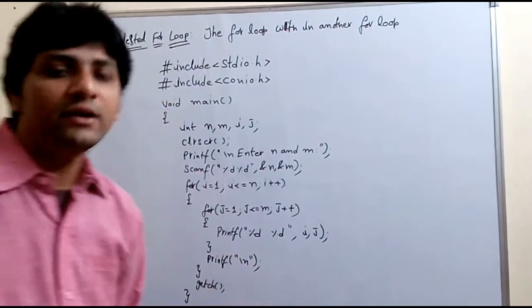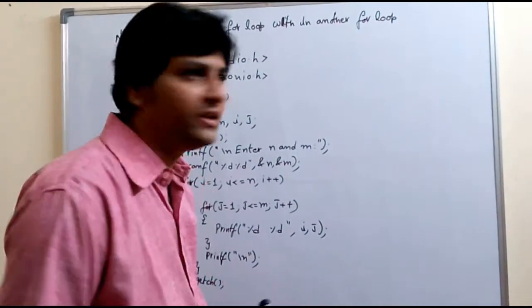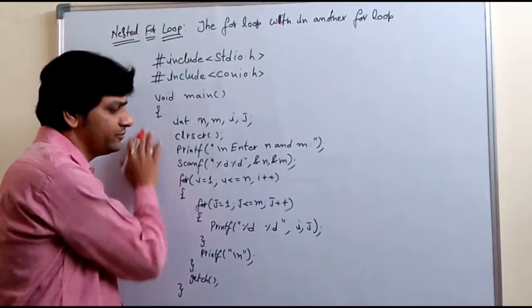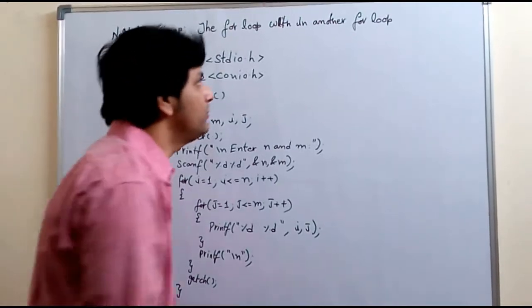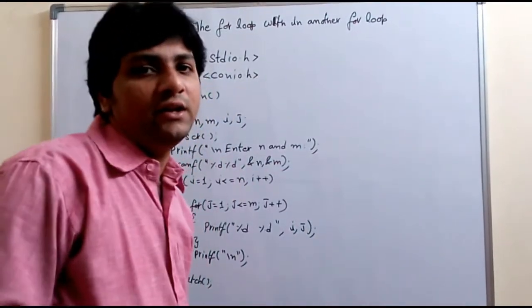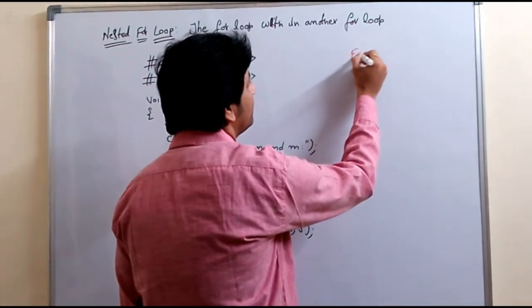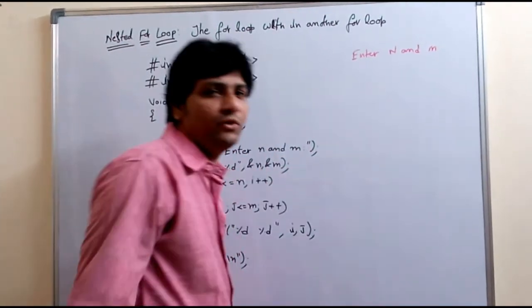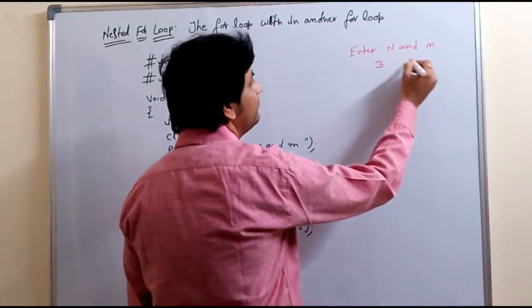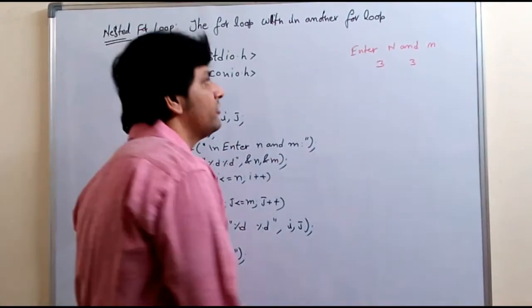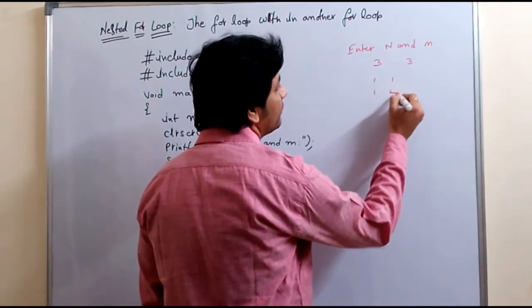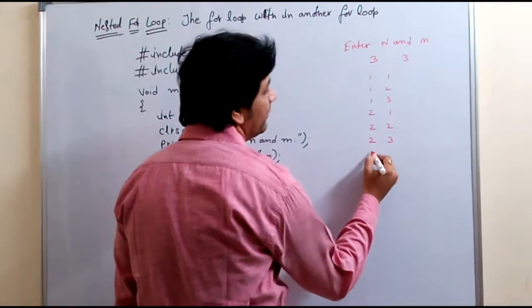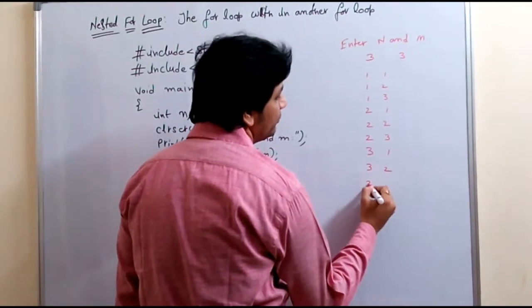Okay, now we are going to understand a small program. I have already written this particular program to reduce the time, and I want to demonstrate it to you. If anybody enters two numbers, for example n and m, I am going to take two values, n and m. If you enter n value 3 and m value 3, then the output must be 1 1, 1 2, 1 3, 2 1, 2 2, 2 3, then 3 1, 3 2, 3 3.